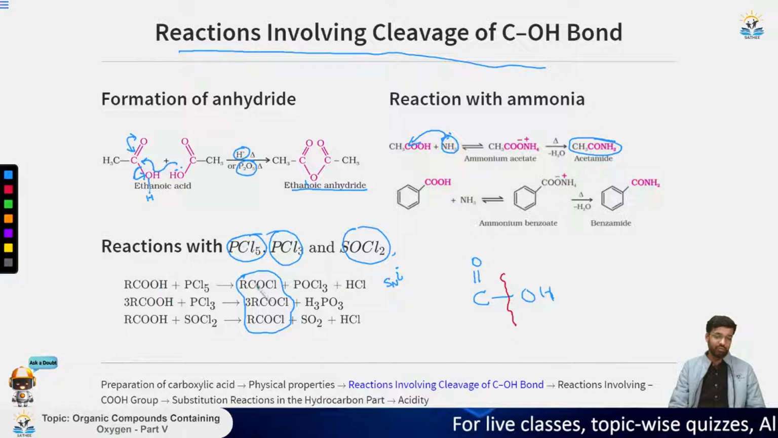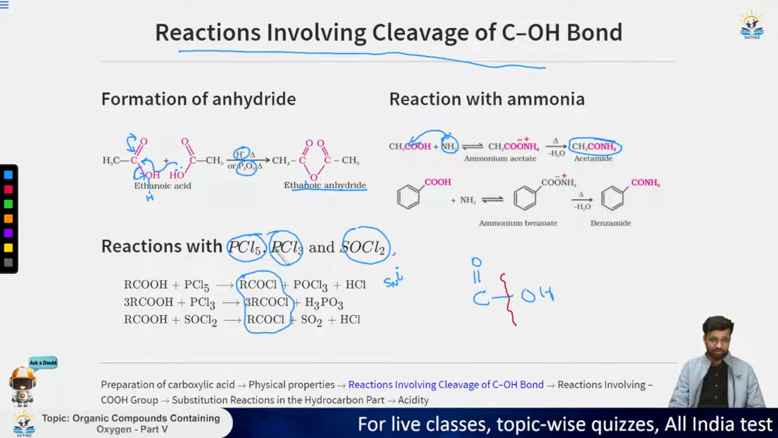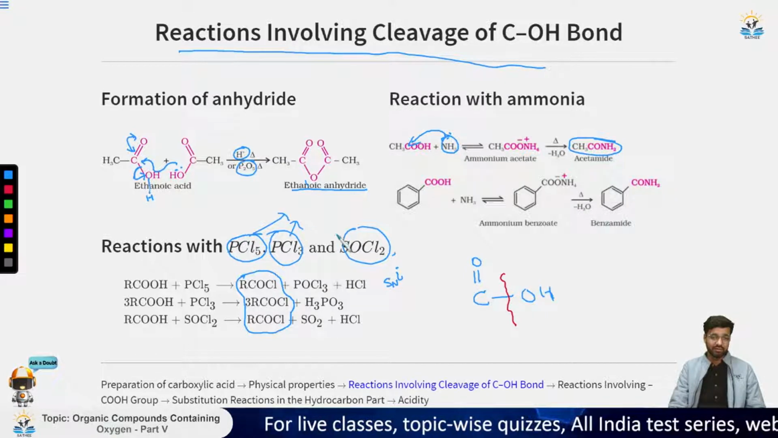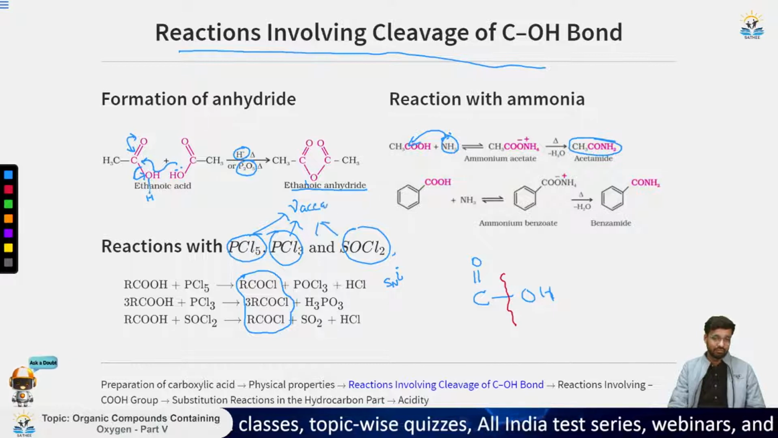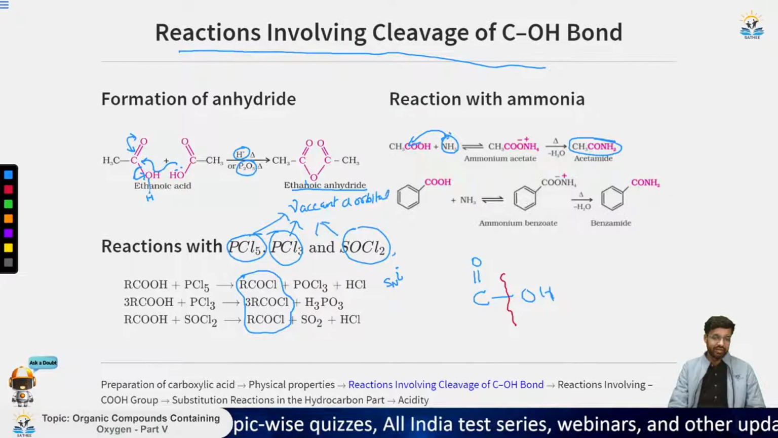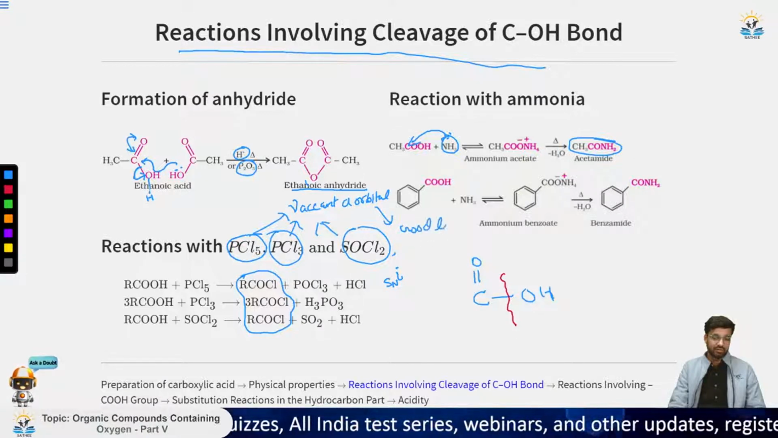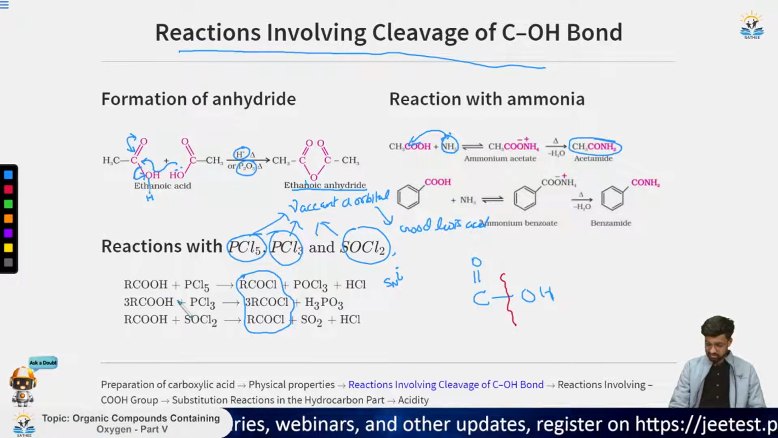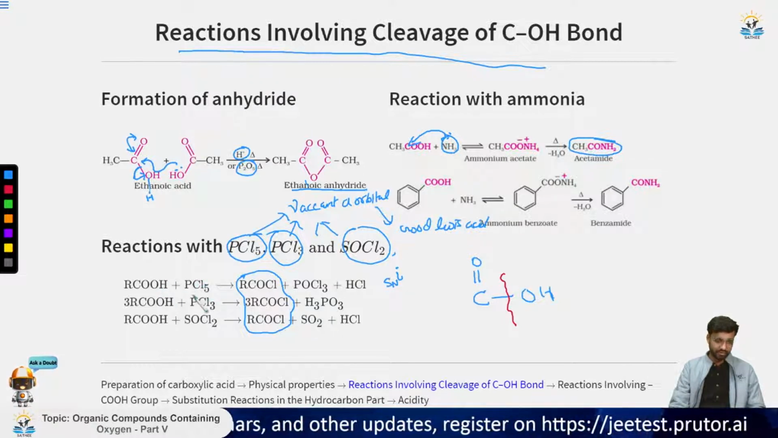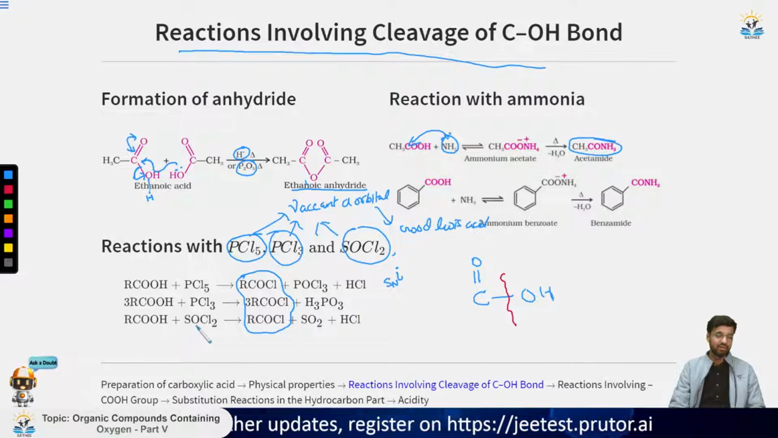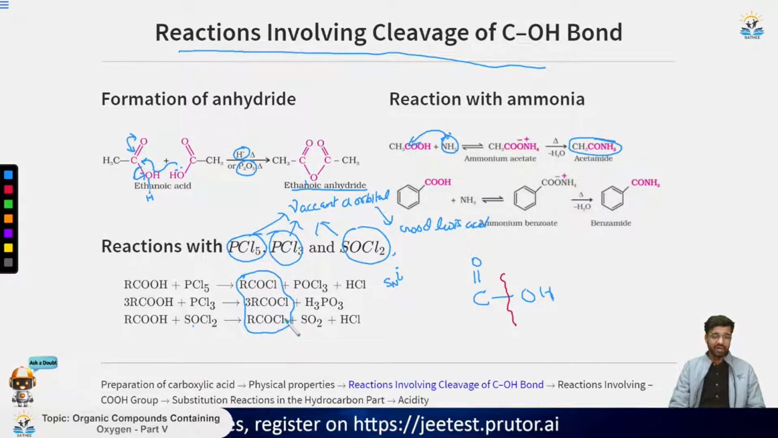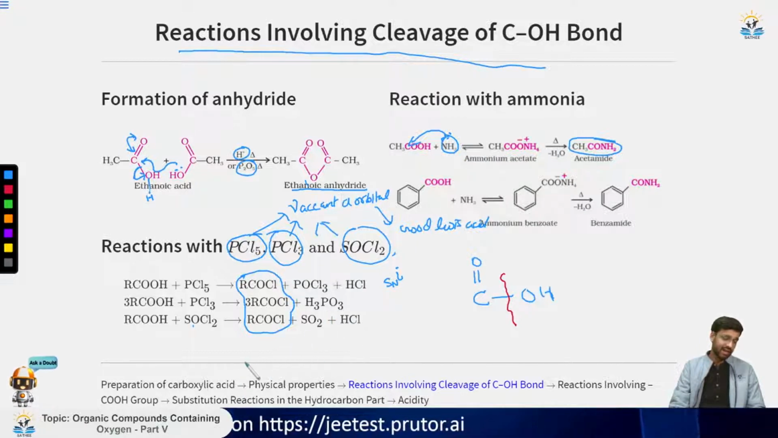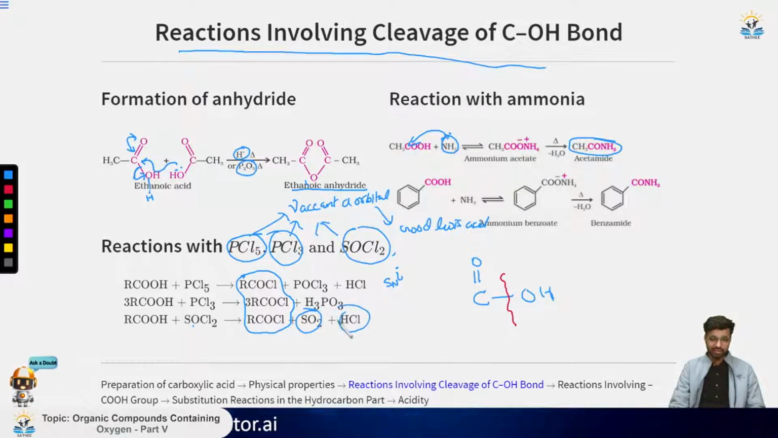What will happen is that this lone pair attacks on this phosphorus or sulfur. Why? Because all of these have vacant d orbitals. That means they are good Lewis acids that will accept electrons from this carboxylic acid oxygen. Now this oxygen gives a lone pair to phosphorus in PCl5 or PCl3 and to sulfur in case of thionyl chloride. Then it will revert back and give you the Cl. This Cl will again act upon this carbonyl center, and will kick out your required product. So SO2 and HCl. Then we have H3PO3, POCl3, and HCl.